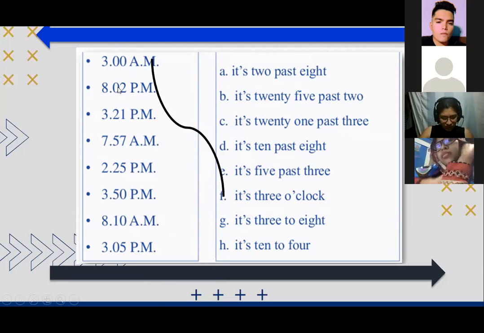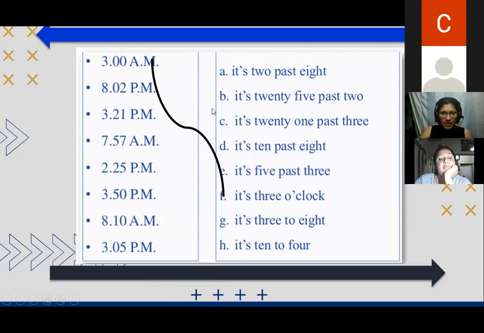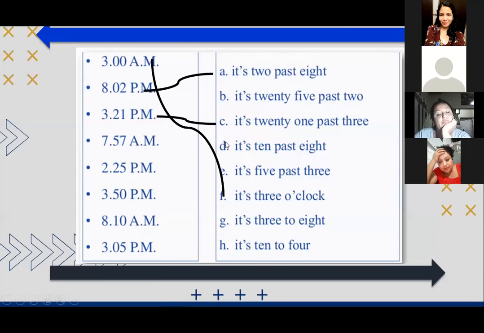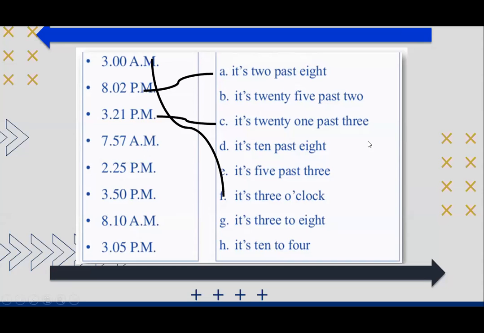Number two. A. It's 2 past 8. Excellent. Number three. C. It's 21 past 3. Number four. G or D? It's G. 3 to 8. It's 3 to 8. Ah, excellent.